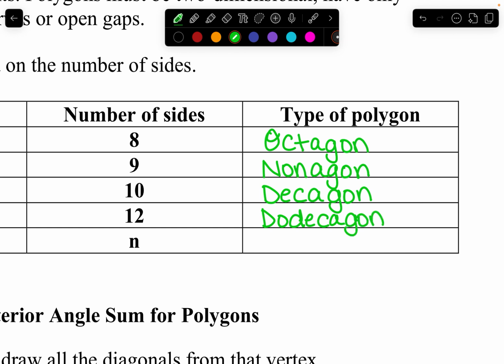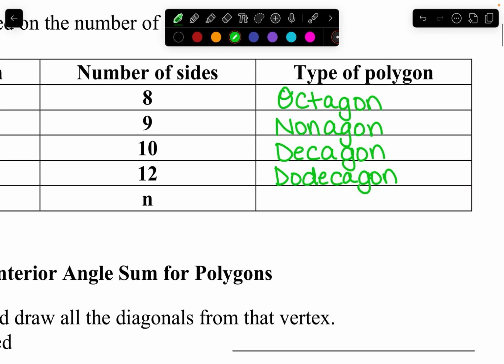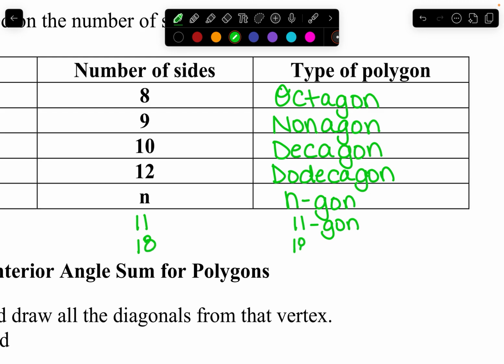And then anything past 12 sides, we just call it that many sides gone, an n-gon. So for example, an 11-sided shape would be known as an 11-gon. An 18-sided shape would be known as an 18-gon, and so on and so forth. Okay?